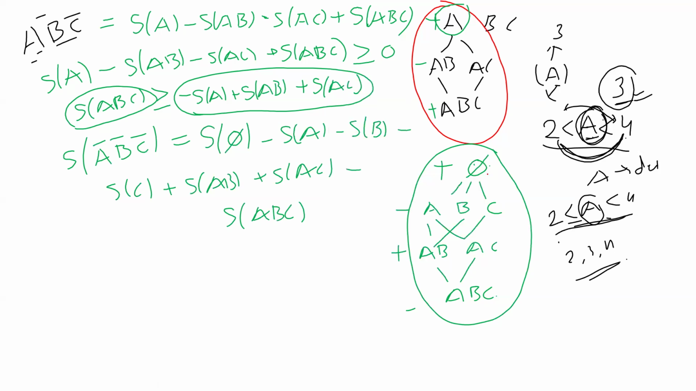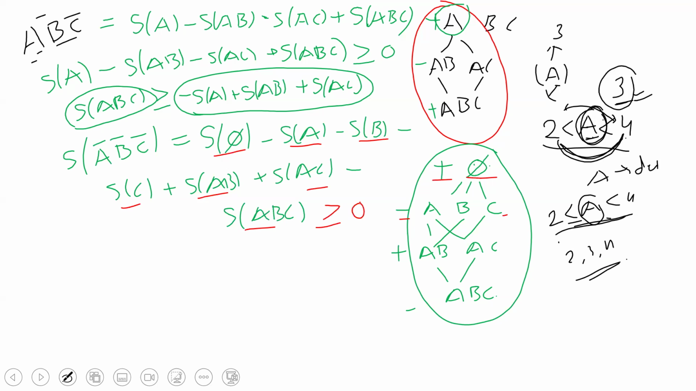So S of pi, plus and minus S of A minus S of B minus S of C. We got all of them as negatives. And next comes positive S of AB, S of AC. And then comes S of ABC, which is minus. So that is how we derive S of ABC. Now, if you look at this, again, this is greater than or equal to 0, right? Any support is always greater than or equal to 0.